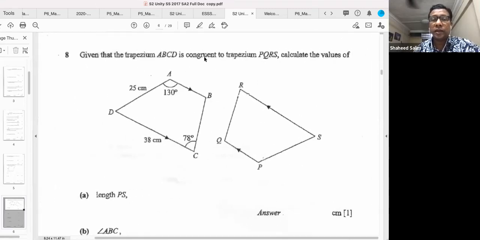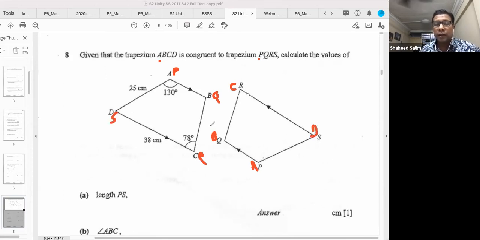When I get this type of question, I will start labeling. And what do I do? A is congruent to P. See, I write it down like that. I don't want to be mistaken. B is congruent to Q, so I put a B down here. Then C is to R, D to S. Now, why do I do this?